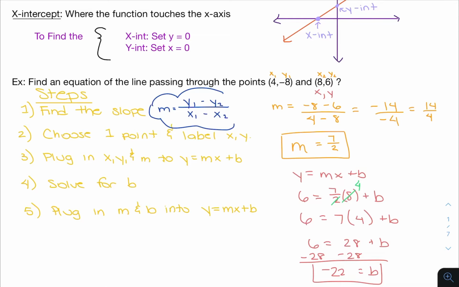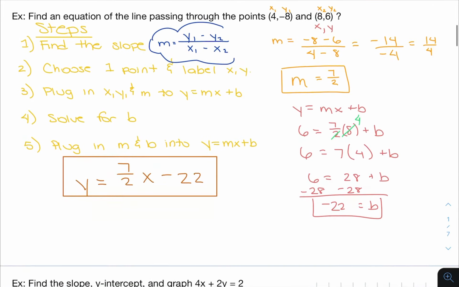Now our final step is just to rewrite everything in y equals mx plus b form. We know what our slope is, so we know that this slope is going to be 7 over 2. So we have y equals m, 7 over 2, x plus our b, which is negative 22. You can ignore the positive and just write in minus 22. That way you don't have two symbols that confuse you. And this is our final equation for this line.